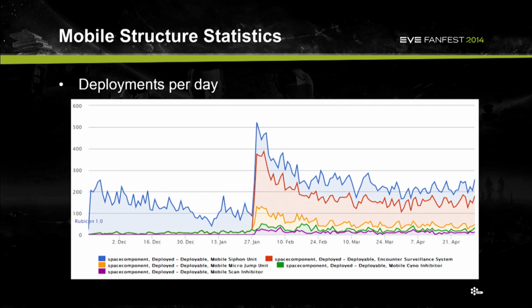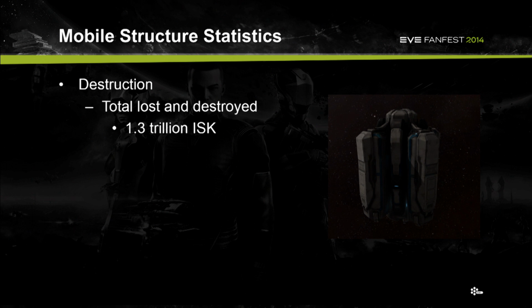So another statistic is how much has been destroyed of these things. In total, from kill mails from the beginning of these things, like 1.3 trillion ISK has been lost or destroyed. And almost all of it is the mobile tractor unit. I'll give you an example of that. There are some pretty big kill mails for those floating around.